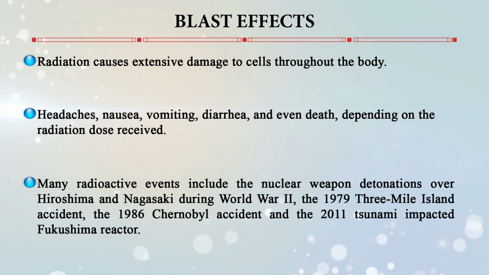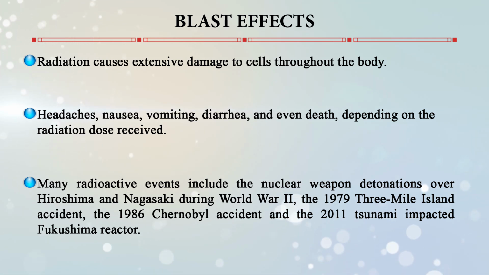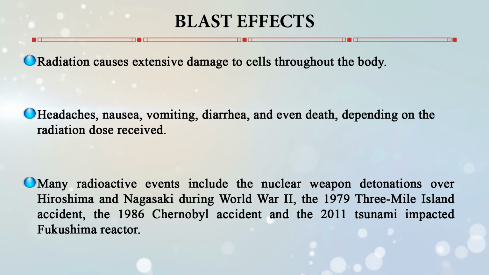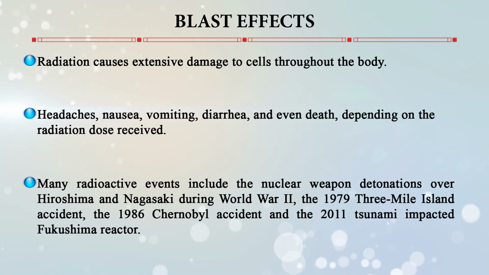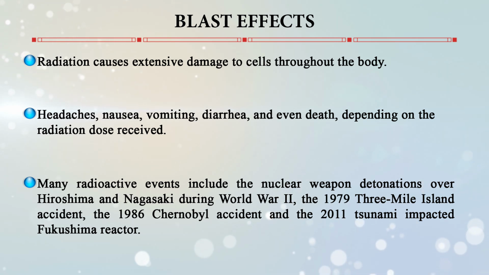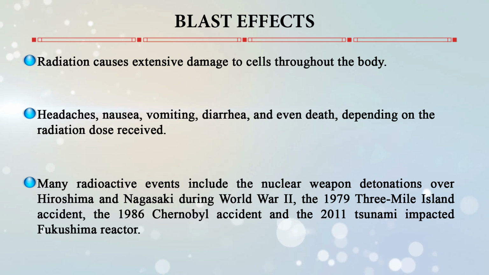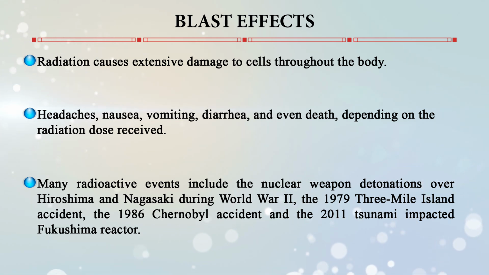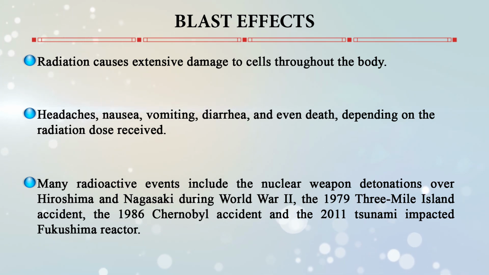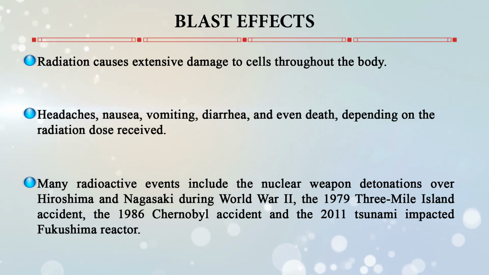In the same way, many radioactive events that have occurred in the past include the nuclear weapon detonations over Hiroshima and Nagasaki during World War II, the 1979 Three Mile Island accident, the 1986 Chernobyl accident which we were discussing in the previous slides, and the 2011 tsunami-impacted Fukushima reactor. So, all these are examples of radioactive events that have occurred over history.